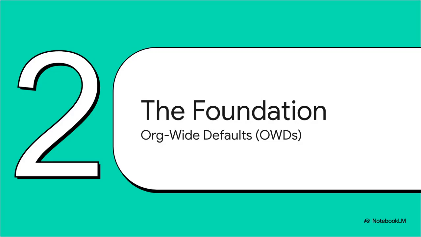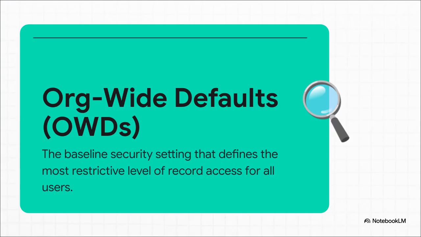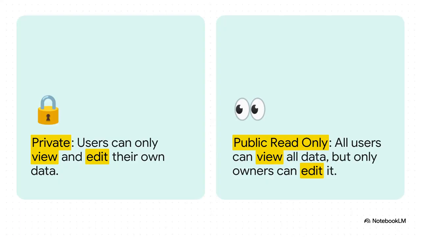So let's start with the absolute foundation of our fortress, org-wide defaults, or as you'll always hear them called, OWDs. These are the main outer walls. They set the baseline, the most restrictive level of access for every single record before anything else even comes into play. To put it really simply, the OWD answers one critical question. By default, who gets to see a record they don't personally own? This is, without a doubt, the most important security decision you'll make because it sets that minimum level of access for the whole system.